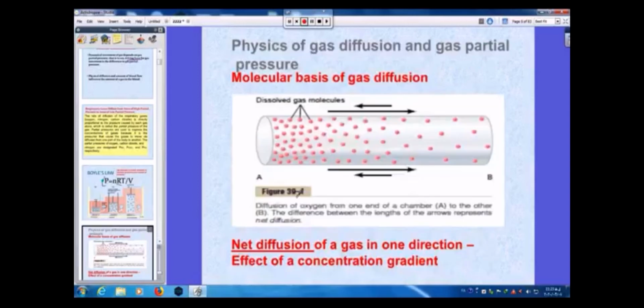The physics of gas diffusion and gas partial pressure, the molecular basis of gas diffusion, you can see here: diffusion of oxygen from one end of the chamber, from A to B. The difference between the lengths of the arrows represents net diffusion. Net diffusion of the gas in one direction is very important. The effect of the concentration gradient is related to the net diffusion.